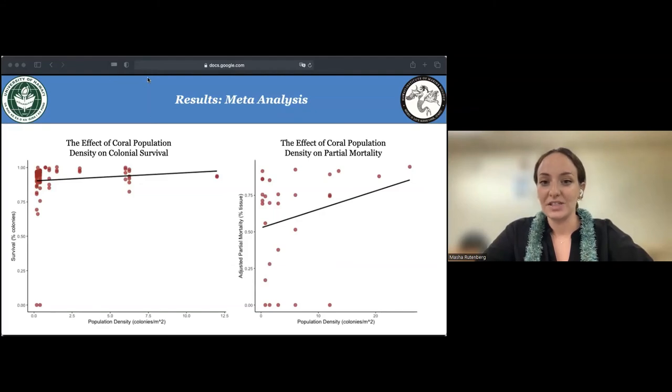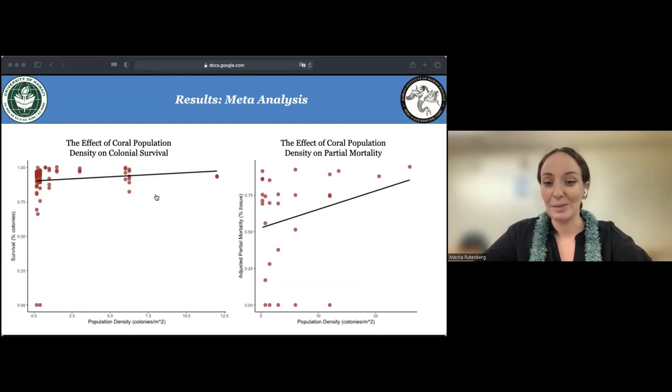The graph on the left describes the effect of coral population density on colonial survival. The x-axis is population density and the y-axis is survival. In this graph, we notice that the line of best fit appears to have a slight positive slope, and two clusters are seen at the lowest population density and the average amount of colonies per meter squared.